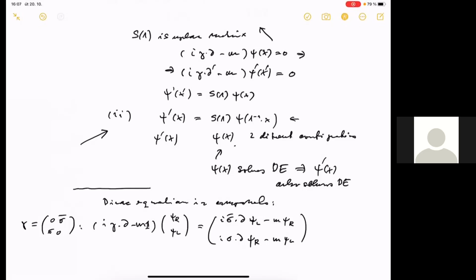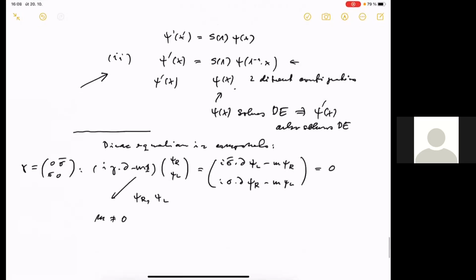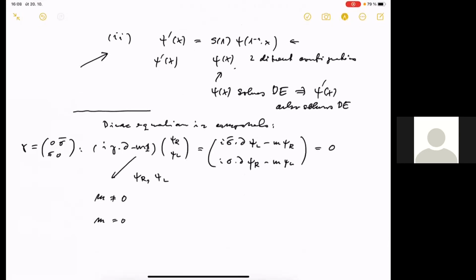So this is the Dirac equation in the components, and we see the Dirac equation is equivalent to two equations for the spinors psi R and psi L. And just the fact that m is different from 0 makes these equations complicated in the sense that both L spinors and R spinors are mixed in these equations. In the case when m equals to 0, the equation for the left-handed spinor and right-handed spinor completely decouples. You have two decoupled equations.